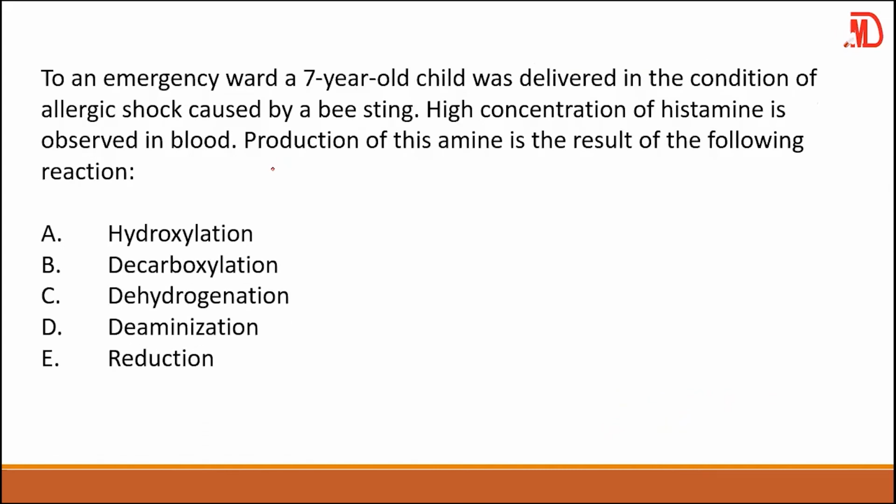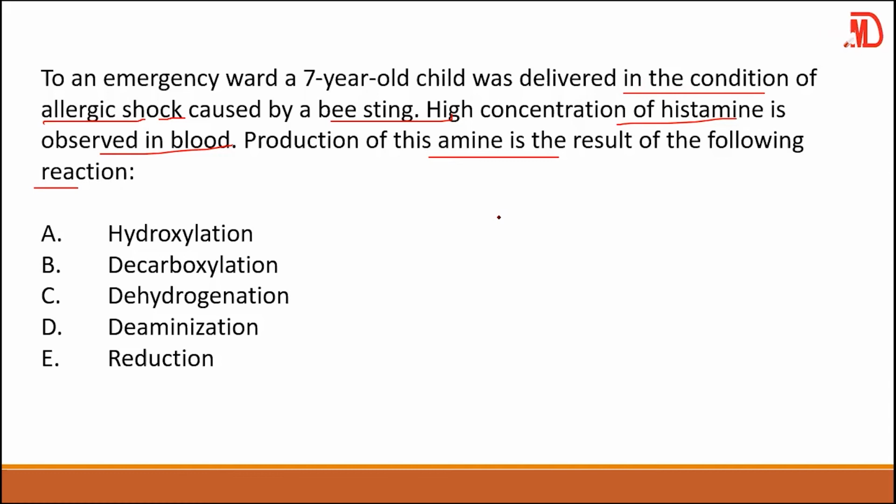To an emergency ward, a 7-year-old child was delivered in the condition of allergic shock caused by a bee sting. A high concentration of histamine is observed in the blood. Production of this amine is the result of the following reaction. That means under what condition do we have degranulation of mast cells? Of course, this histamine is coming out from the mast cell, because eosinophils and mast cells are the cells responsible for the release of the substances that come to harm our tissues.